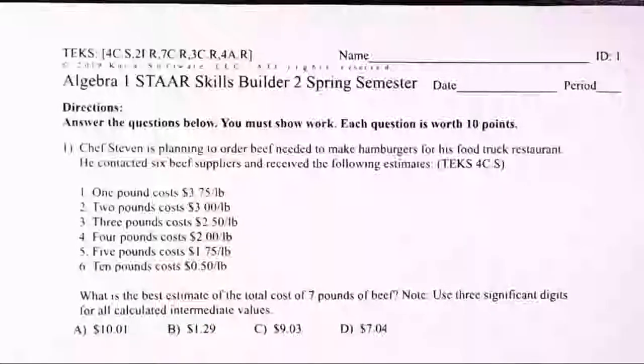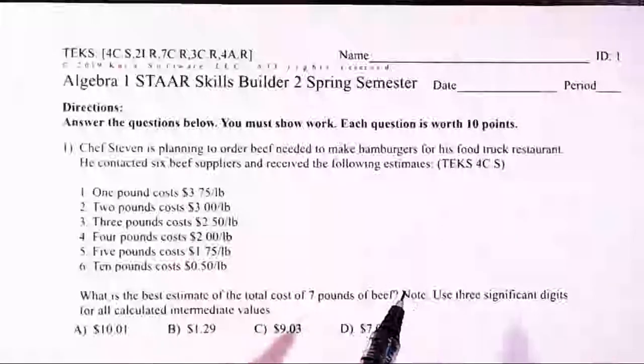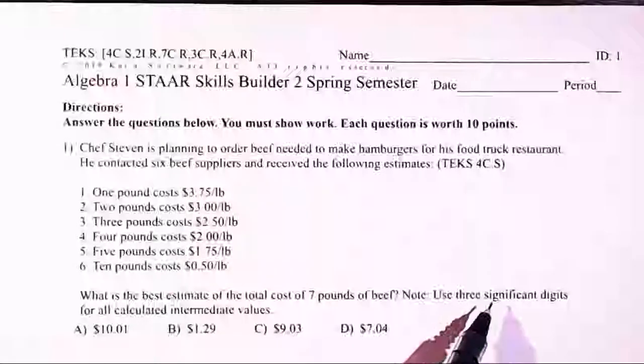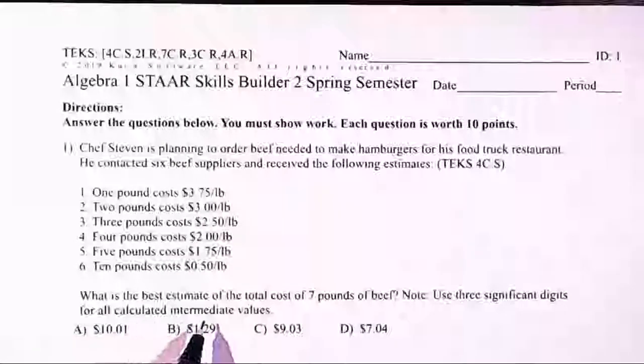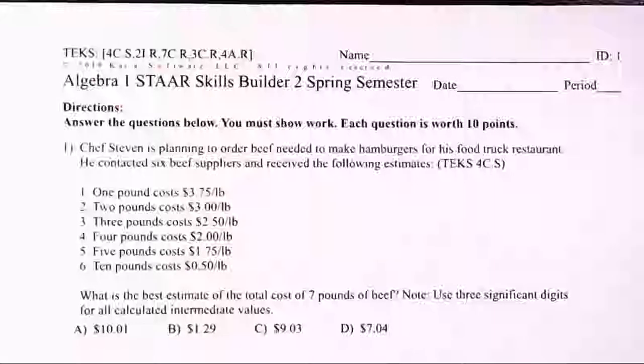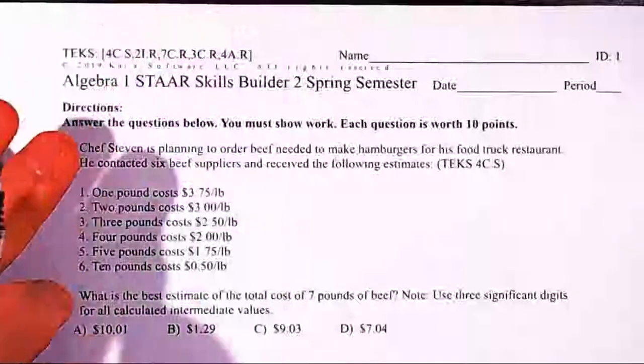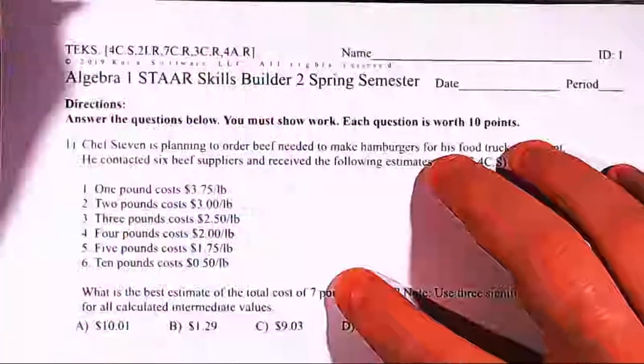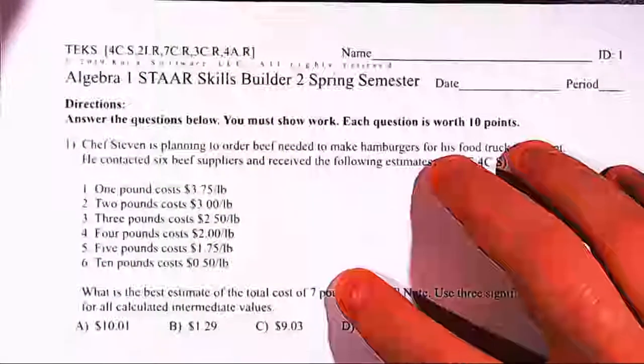What the problem requires you to do, well, I suppose we should read it. What is the best estimate of the total cost of 7 pounds of beef? Note, use 3 significant digits for all calculated intermediate values. We'll talk about that when we come to it. What you need to do to solve this problem is make a table. We're going to be putting this into stat edit, stat calc.